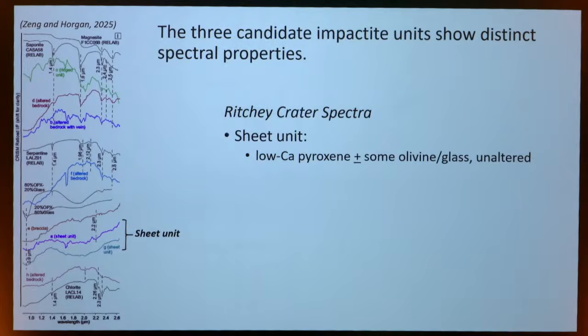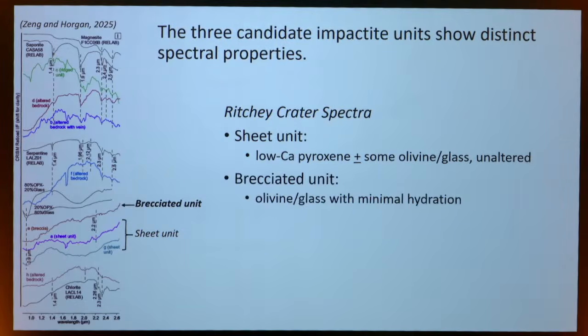So the three candidate impact units show distinct spectral properties. At Ritchie Crater, our sheet unit has an absorption at 0.9 micron that we typically associate with the presence of low-calcium pyroxene. And we also see potential evidence of olivine or glass. And one thing to note is that this particular unit is unaltered. We don't see the presence of any sort of alteration bands in the spectra. Next, we have the brecciated unit. This unit is typically olivine or some sort of glass, and we see minimal hydration. And this is typically underlying the sheet unit.